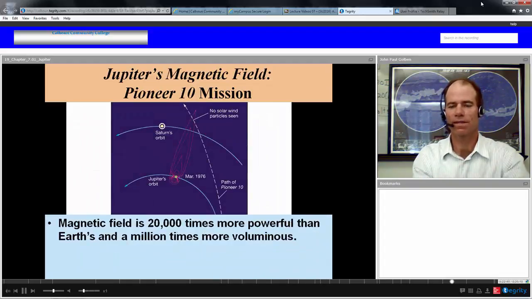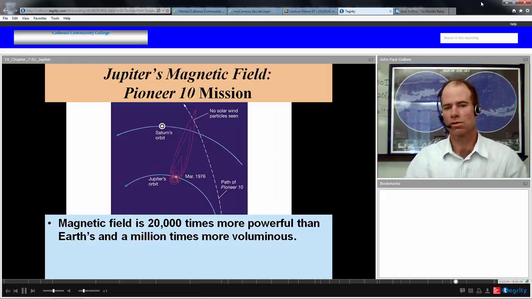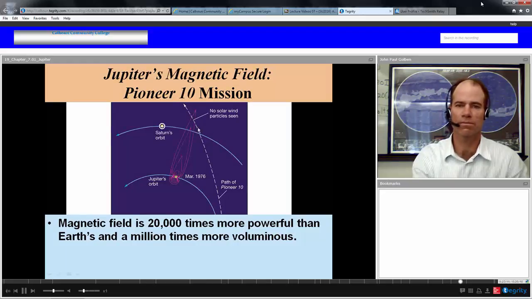Jupiter's magnetic field is 20,000 times more powerful than the Earth's and 1,000,000 times more voluminous. If we look at Jupiter's magnetic field and its extension due to the solar wind pushing it out, it actually extends beyond the orbit of Saturn. And in fact, when Pioneer 10 ventured off beyond the orbit of Saturn, it still was able to pick up a remnant of Jupiter's field even at that orbit, 5 astronomical units away from Jupiter.